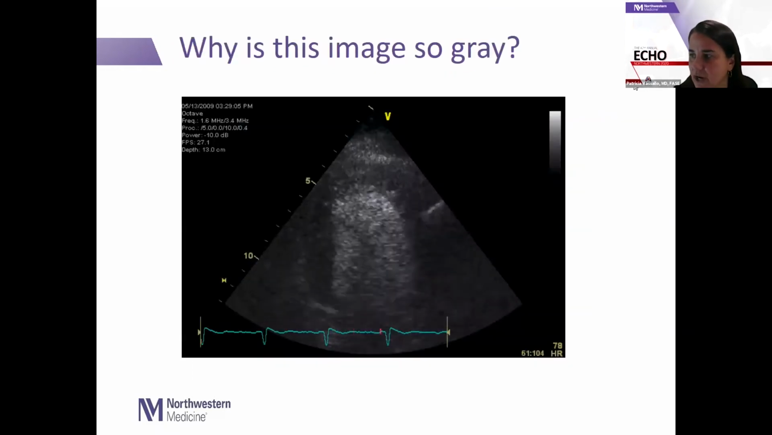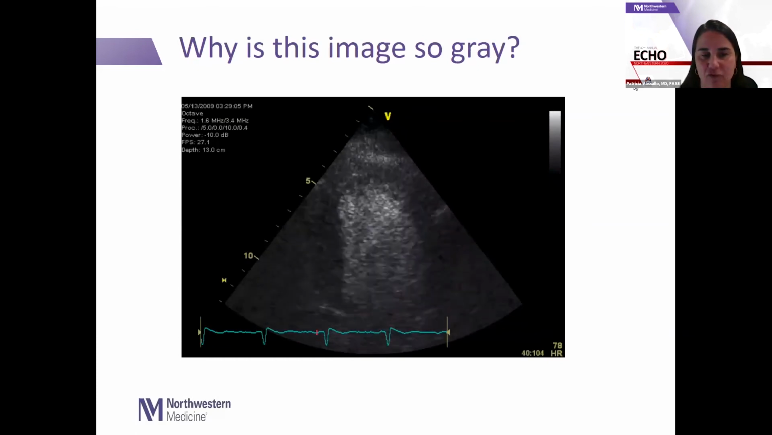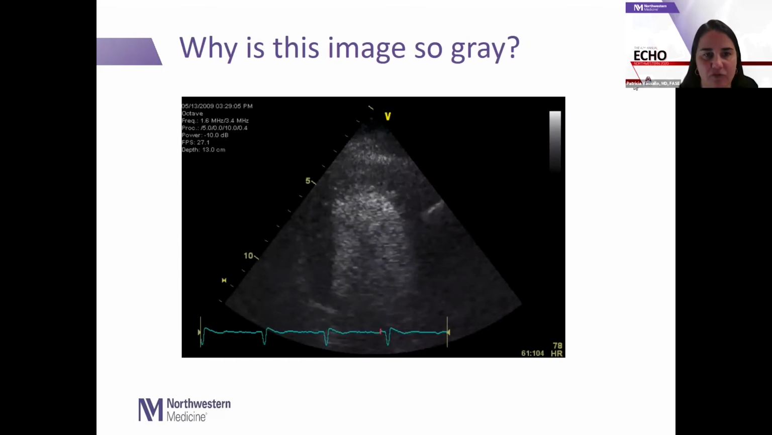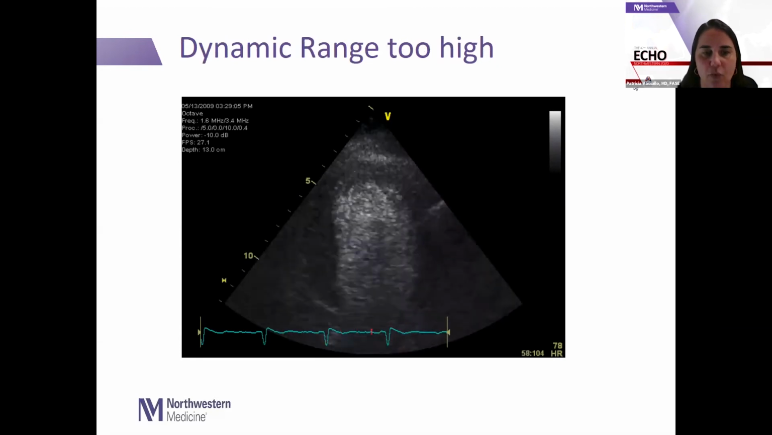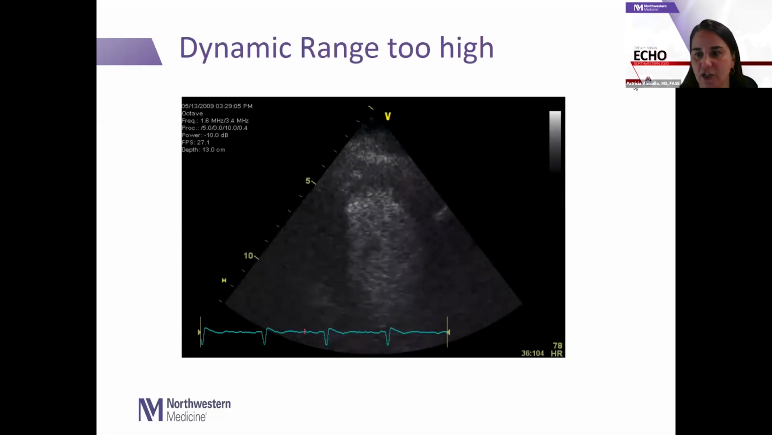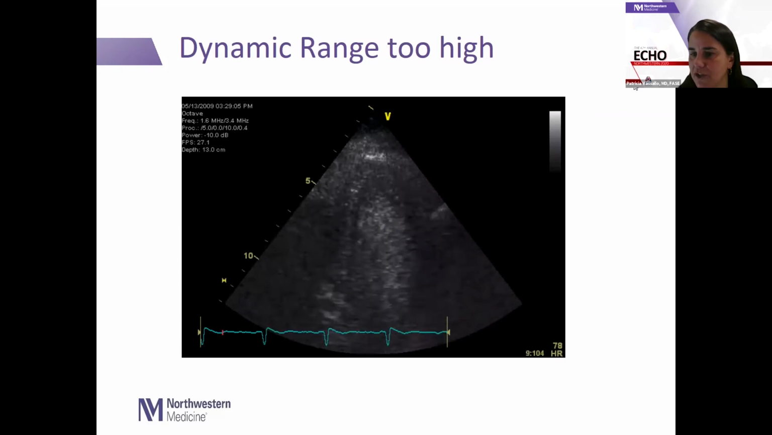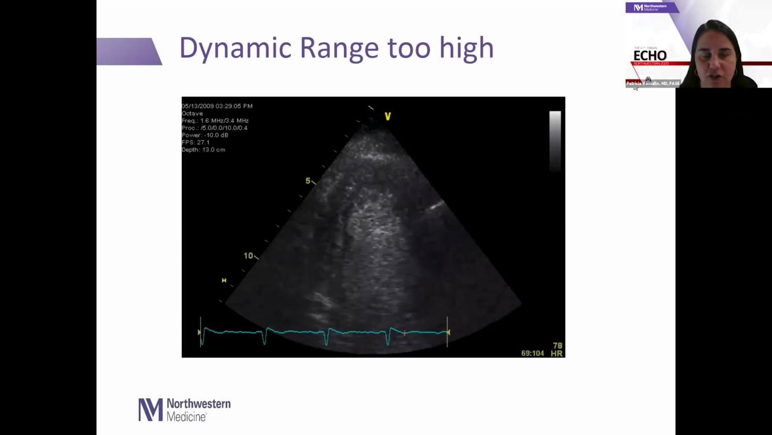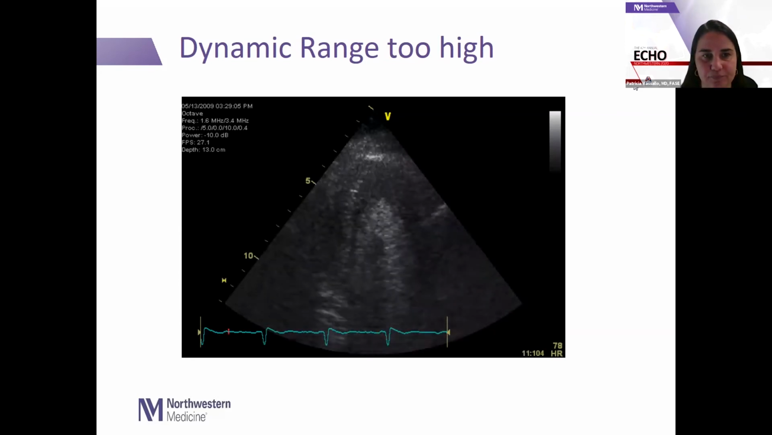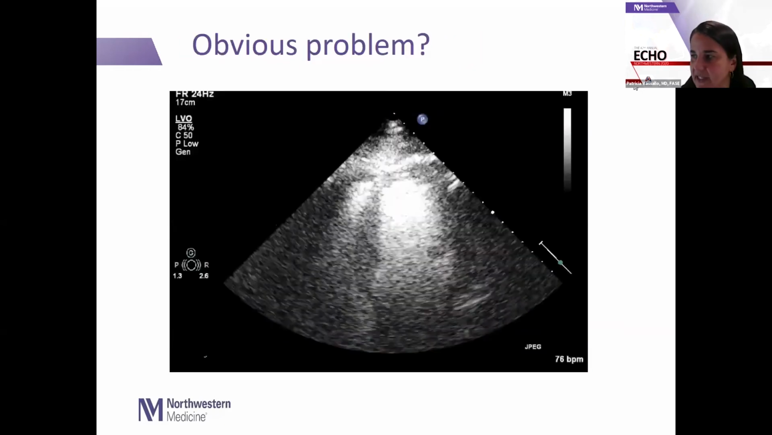Why is this image so gray? Well, remember your dynamic range. So this dynamic range is too high. So you want to adjust the dynamic range to delineate the borders. And so keep your dynamic range lower. The obvious problem here is, and we can have participation, but yes, the overall gain is too high.